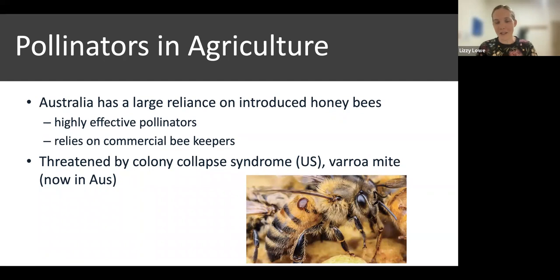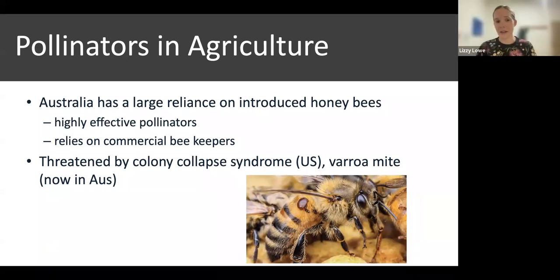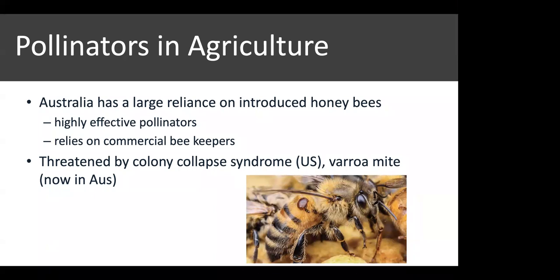You've seen, as you know, in cases in the US where they've had large problems with what we call colony collapse syndrome, where there's been huge numbers of bees that have died off, and they've actually had quite significant problems with pollinating some of their almond crops as a result. And of course, the varroa mite. We couldn't talk about pollination without talking about this recent incursion. We now have varroa mite in New South Wales. Ideally, we wouldn't have it in Australia long term, but it's looking like it's going to be a threat that we need to deal with for a long time into the future.